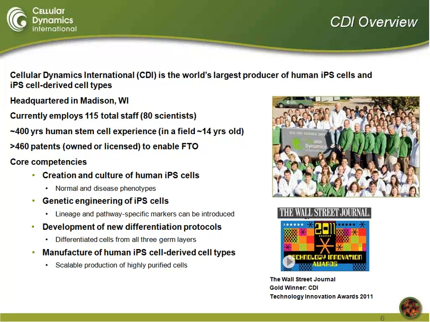And at CDI, we like to view ourselves as having really four main core competencies. The first is the creation and culture of human iPS cells. The second is genetic engineering of iPS cells. The third is the development of new differentiation protocols. And the fourth is the manufacture of human iPS cell-derived cell types in industrial quantities with scalable production. Also down here on the right, I'd like to point out that in 2011, we were the gold winner for technology innovations from the Wall Street Journal.